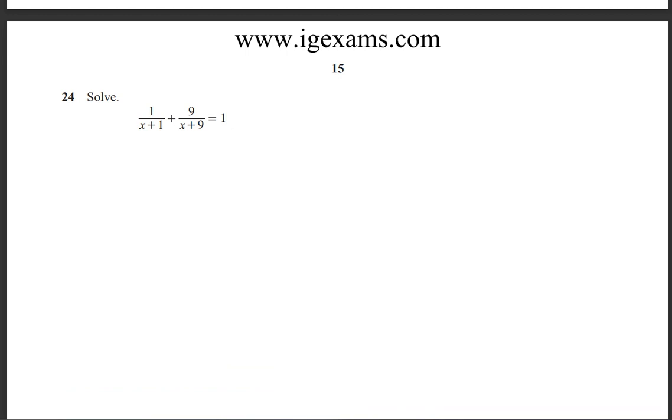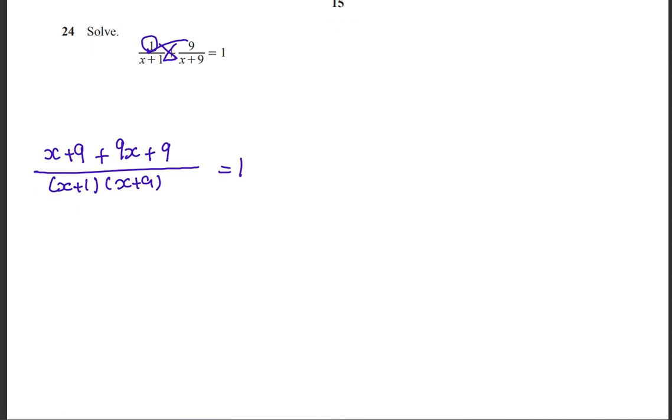Question number 24, solve this. They are not the same denominator, so I have to make the same denominator first. We do cross multiplication and cross the denominators also. So down here, x plus 1 multiplied by x plus 9. Then start with this: 1 multiply x plus 9 will be x plus 9 as it is. Then plus 9 multiply this: 9 multiplied by x will be 9x, then 9 multiplied by 1, 9. All of this equal 1. Do not forget the question, equal 1.